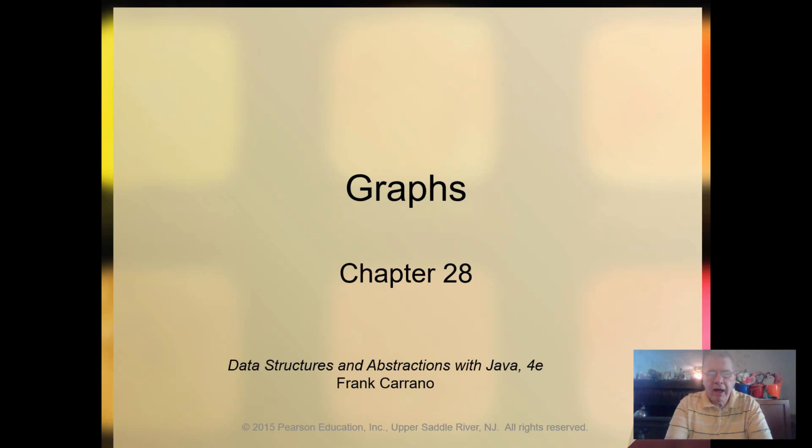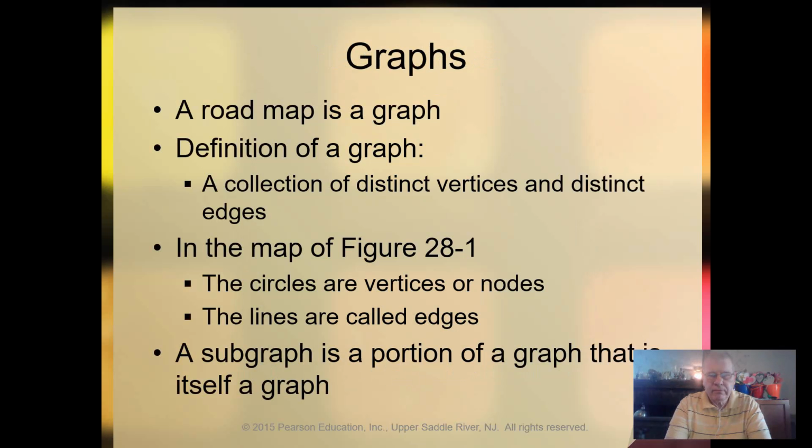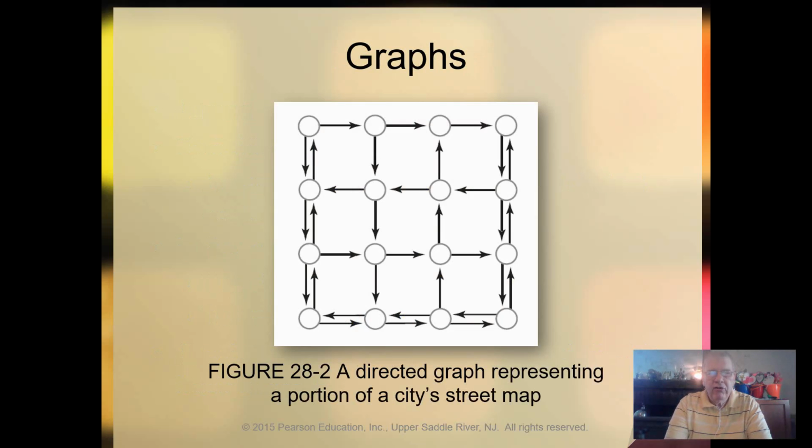So just the first few things about graphs. Here's an example from Massachusetts, a few road maps, a road map of connecting various small towns. And in that graph, in that road map, it's a graph, and there are distinct vertices and edges. The circles are called vertices or nodes. The lines are called edges. And we also can talk about a subgraph being a portion of a graph.